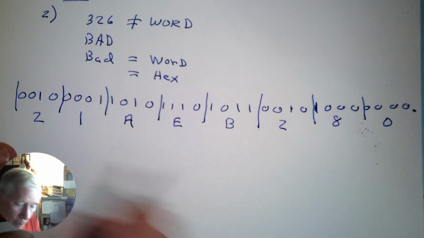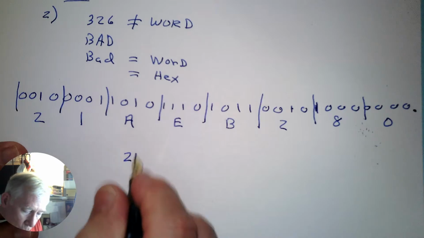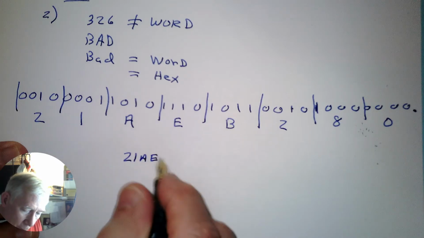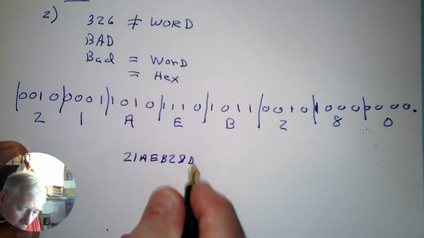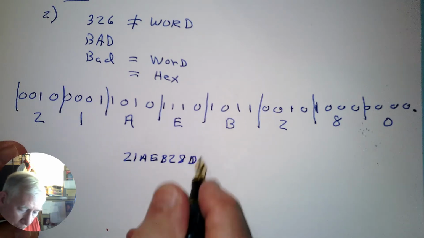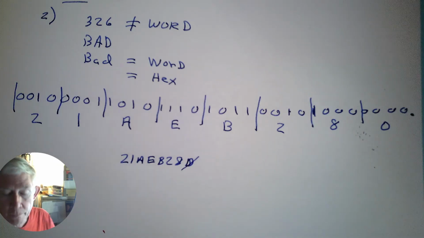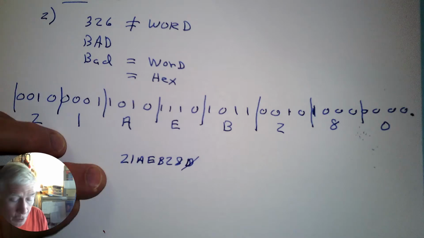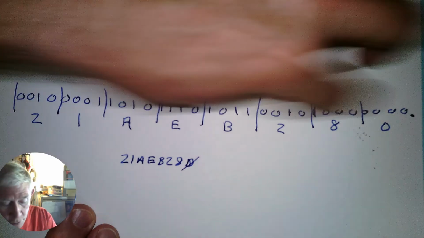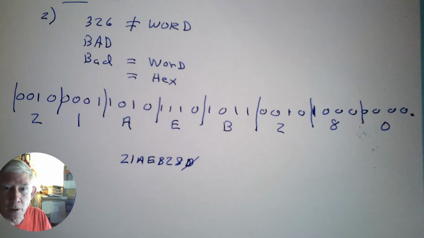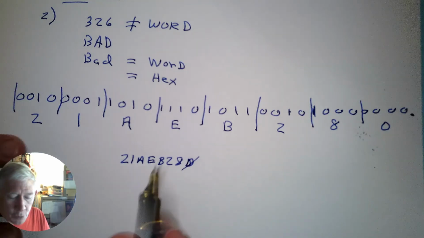All right, so now my number is 21AE B280. That's a whole lot easier to work with. You can actually deal with that. You can't really deal with 32 ones and zeros. That's just not doable, and that's why we use a lot of hex.